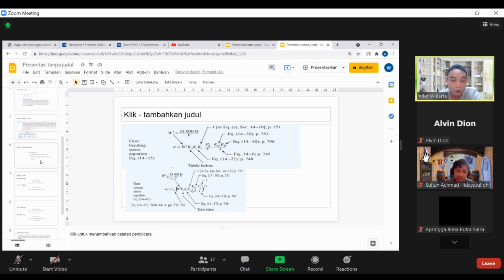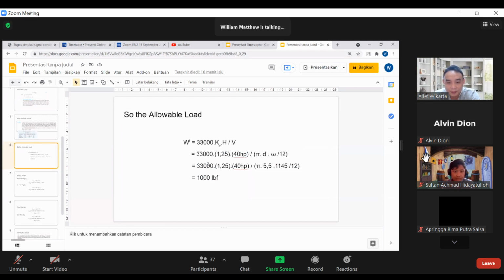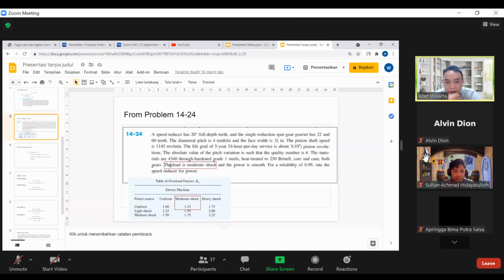I mean, one operator said, "I want to use this spool gear for this horsepower, 40 horsepower. Can we use it?" So then we need to calculate the WT without KO. That's in my opinion, Mas William. And we already include the KO when we calculated the W1T. Does it mean that from the allowable load we don't need some factor? No, because we already include this one in the W1T, Mas William.